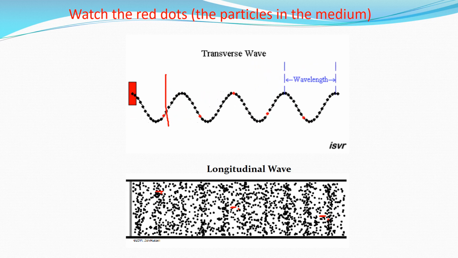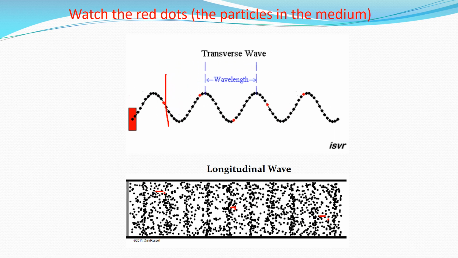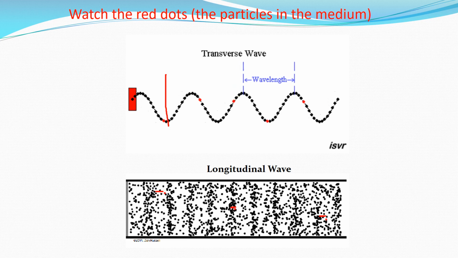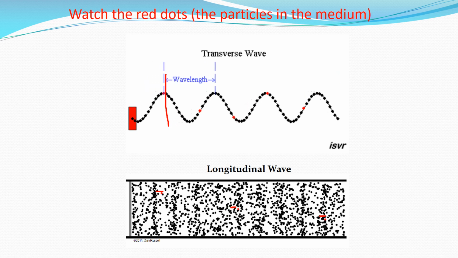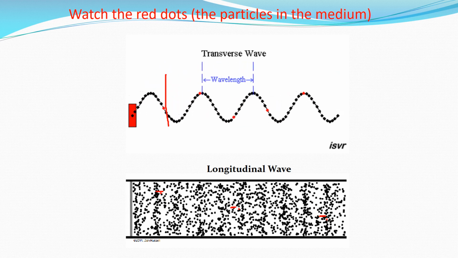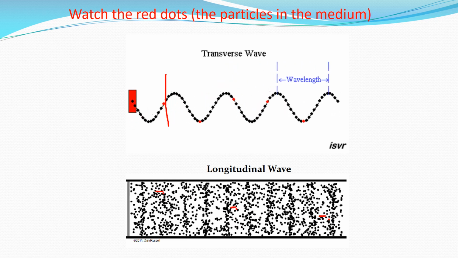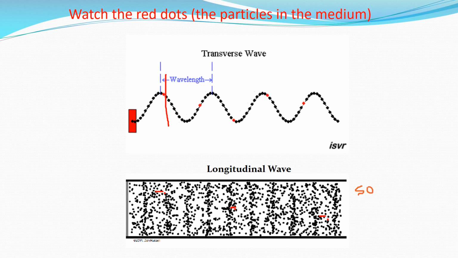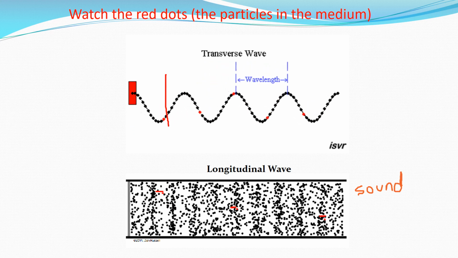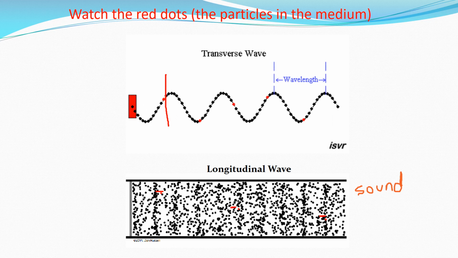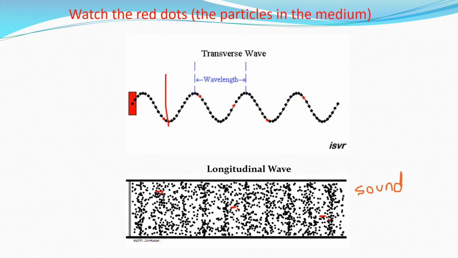What kind of waves are transverse waves? Hopefully, if you've seen water, to some extent it is a transverse wave. What about a longitudinal wave? Longitudinal waves, I think, are a little trickier, but some examples would be sound. Another example of a longitudinal wave would be an earthquake. And of course, the slinky, if we give it a push.